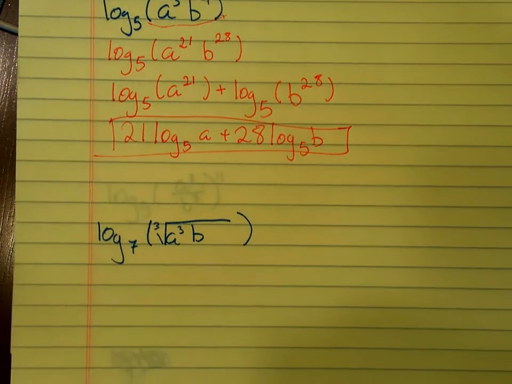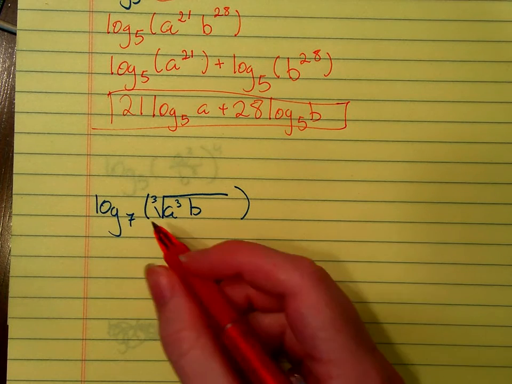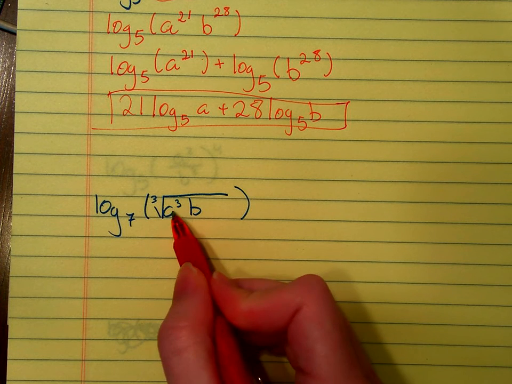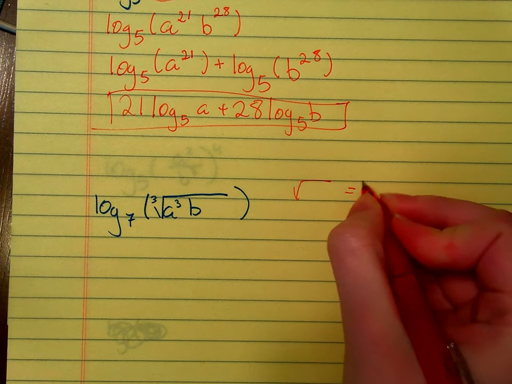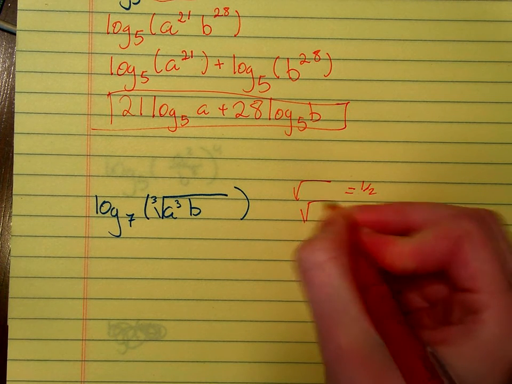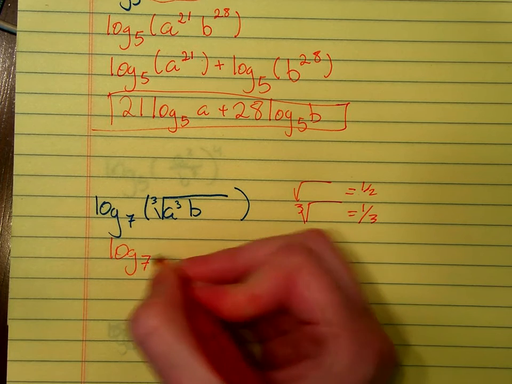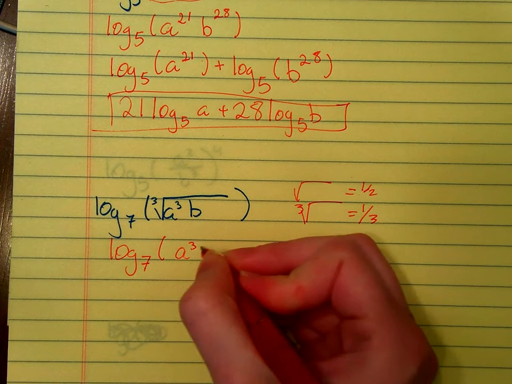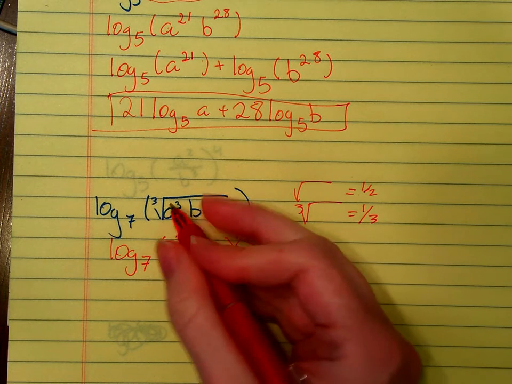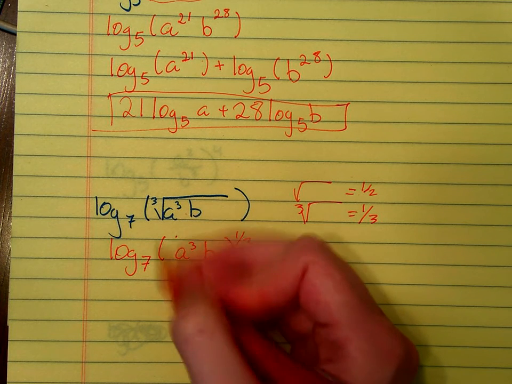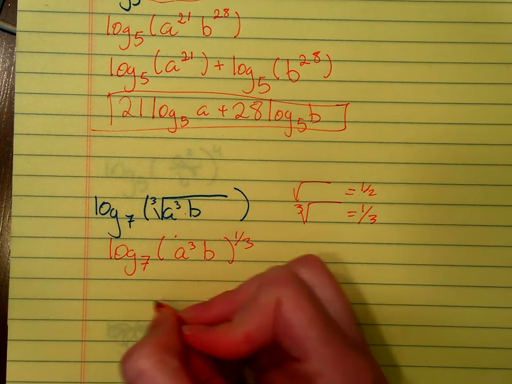Let's try another one. Go ahead and write this down and see if you know how to do them on your own. Alright, welcome back. As you notice, this cube root is applied to everything inside. Now a square root we know is the same as a 1/2 exponent, and a cube root is the same as a 1/3 exponent. So this becomes log base 7 of a to the third b, all to the 1/3 power. When you're trying to expand these out, you want to change those roots to fraction exponents.